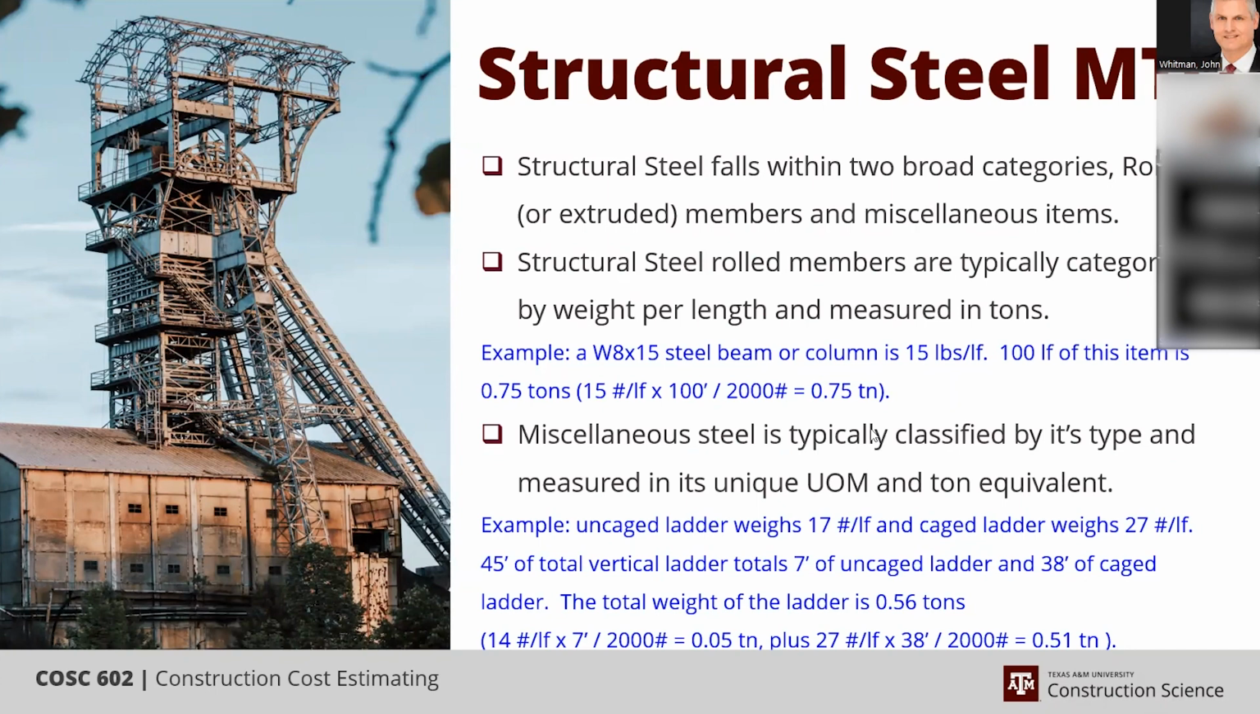Now, if you were to take off, for this example, 45 feet of vertical ladder, the bottom 7 feet of ladders are always uncaged, because if they were caged all the way to the ground, you could never get in them. So the most accurate way to take that off is always subtract 7 feet, apply 17 pounds per lineal foot for the uncaged portion, and then apply the caged weight to the balance of the length.